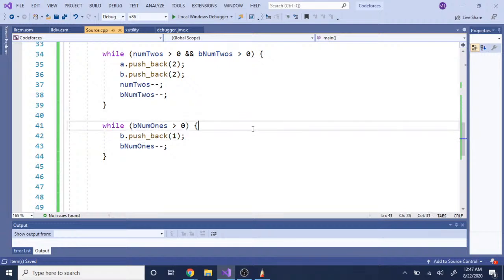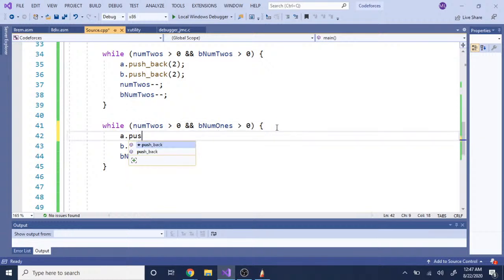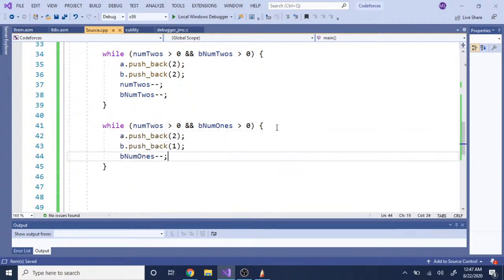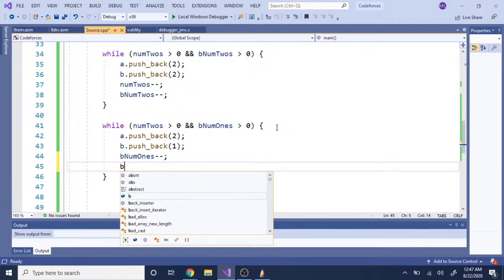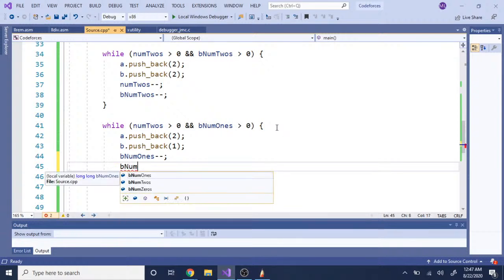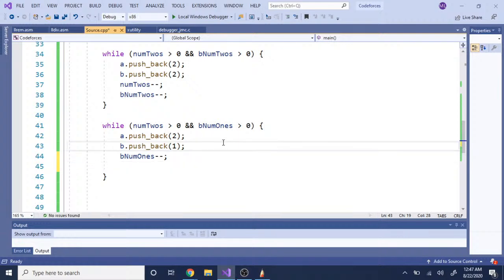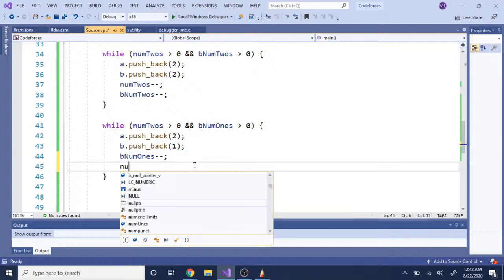This one, we do the same thing. So when num2s is still greater than 0, then we'll push back A, we'll push back 2. And then the number of 1's, we'll push back a 1. B to push back, we push a 1 onto it. A, we're pushing a 2 on it. Num2s minus.